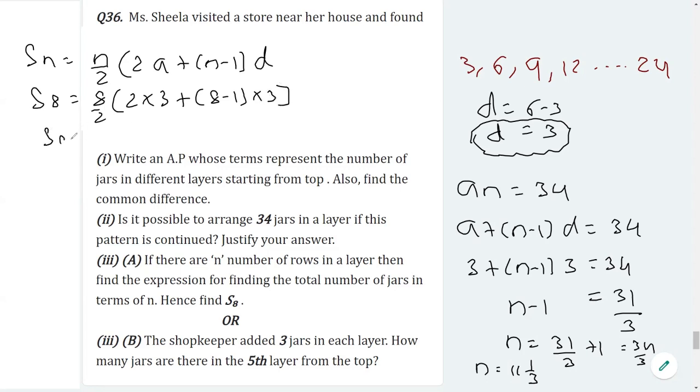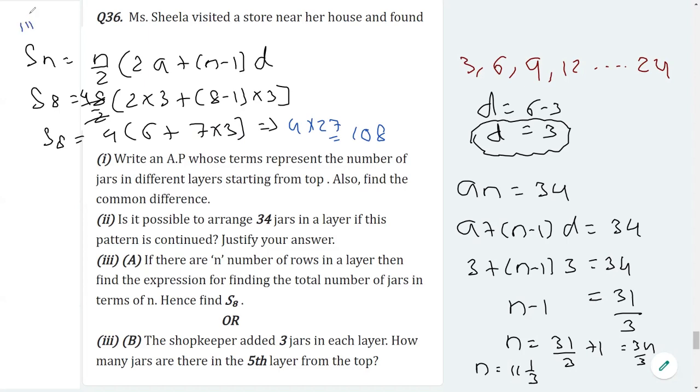So on simplifying, what we are getting, this gets reduced by 2, so we have 4 here, 2 into 3 is 6, plus 8 minus 1, 7 into 3. With further simplification, what do we get? This is 21 plus 6. 21 plus 6 is 27, and 27 into 4, that should give you how much? 108. Right, we got the answer for the third part.